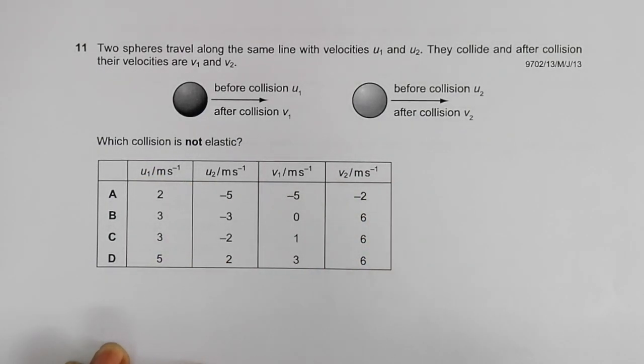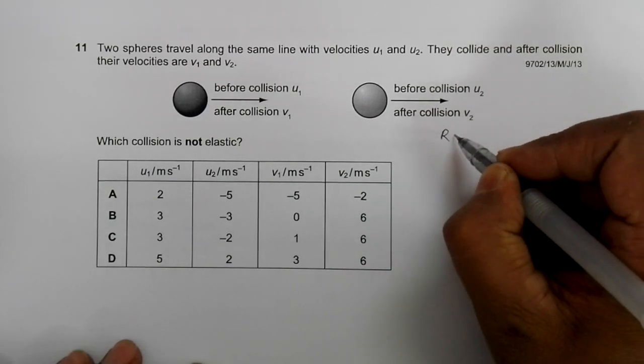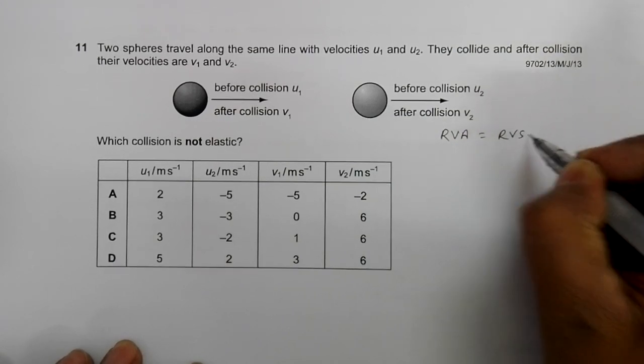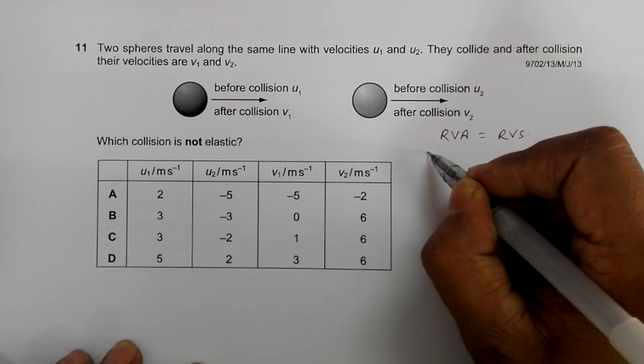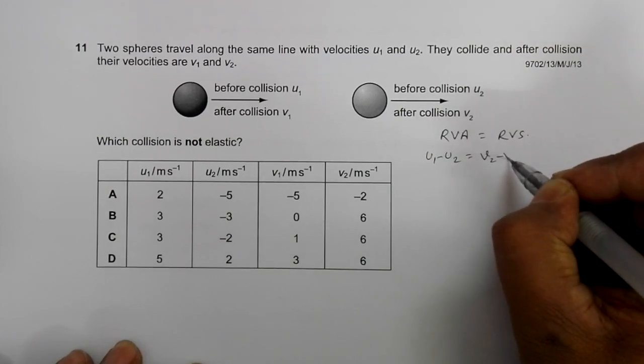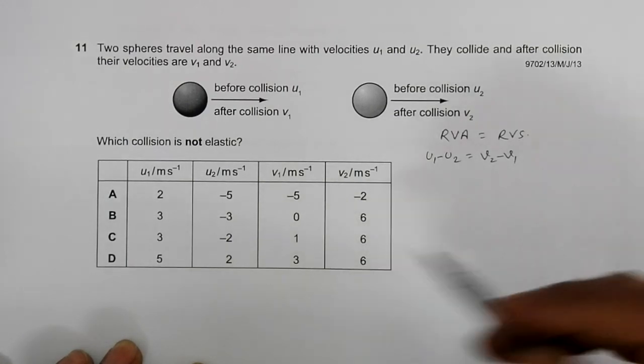In any elastic collision, what we must have is that the relative velocity of approach should be equal to the relative velocity of separation. That means in this case, u1 minus u2 should be equal to v2 minus v1. So let's check that in all these cases.